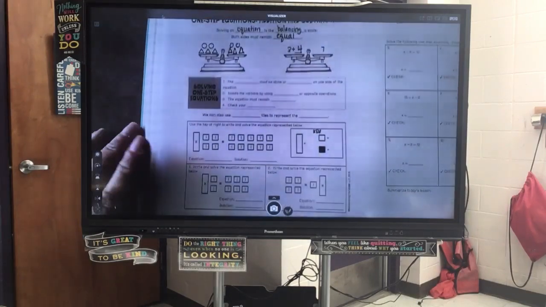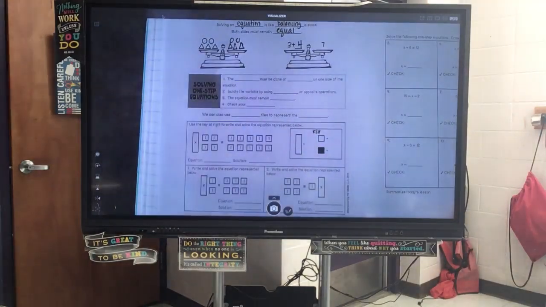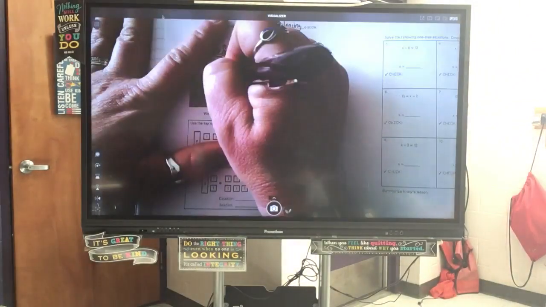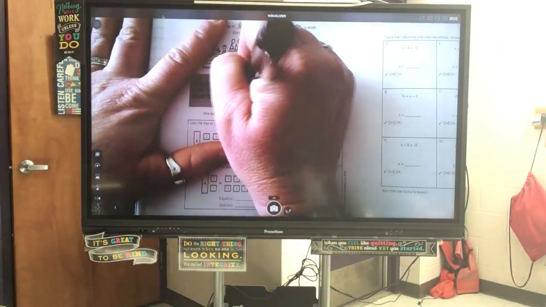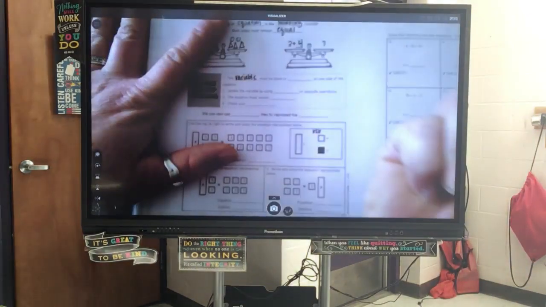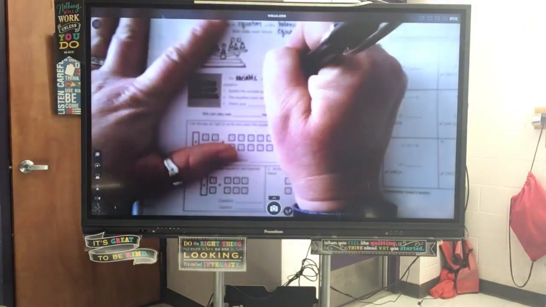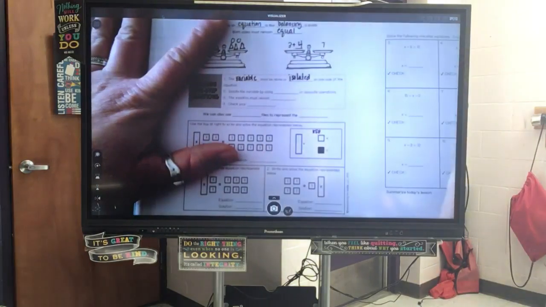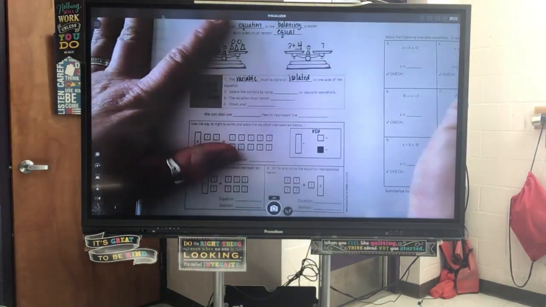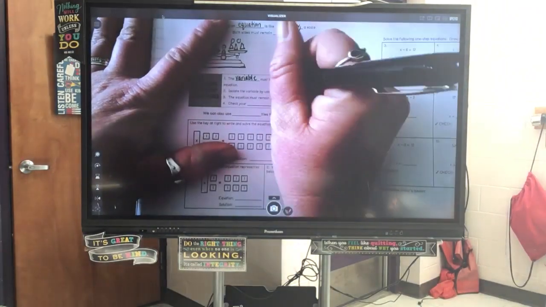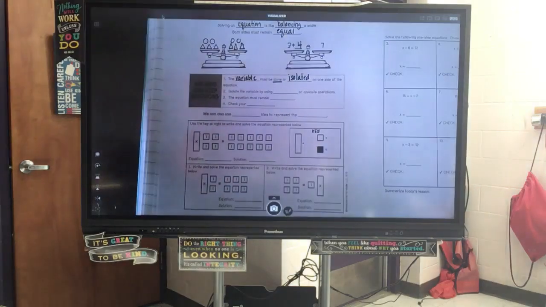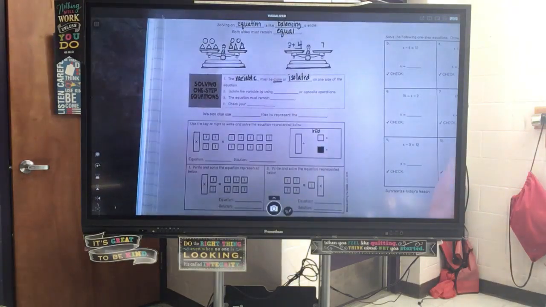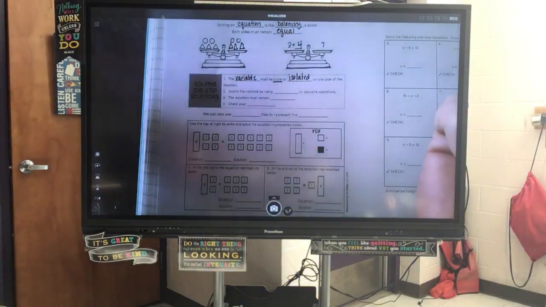All right, so here are some steps for solving a one-step equation. The variable must be alone, or isolated. Everybody knows what isolated means, right? Alone. If you don't know what isolated means, alone is essentially what it means, on one side of the equation.